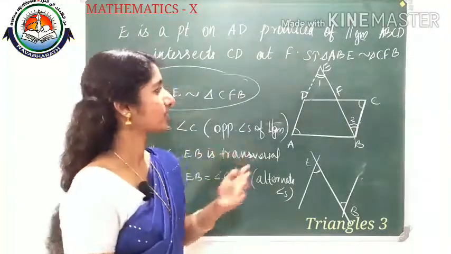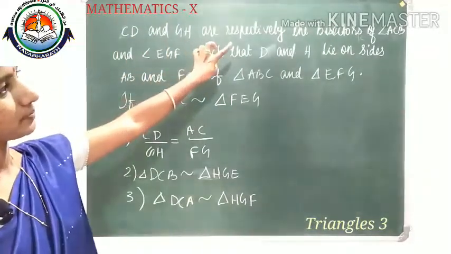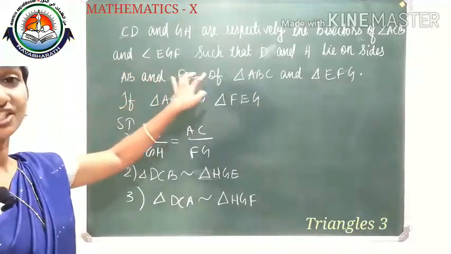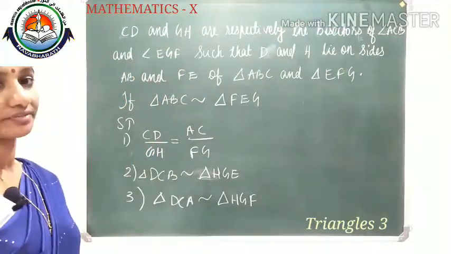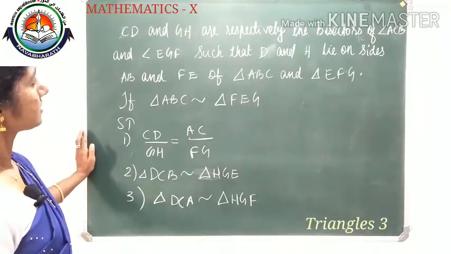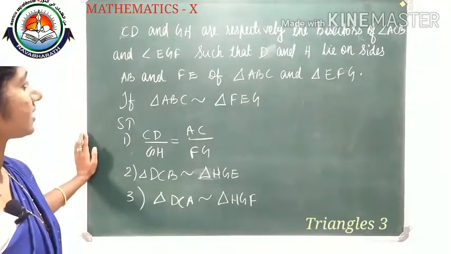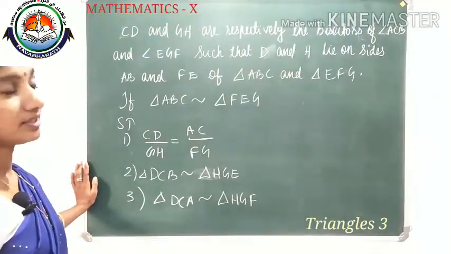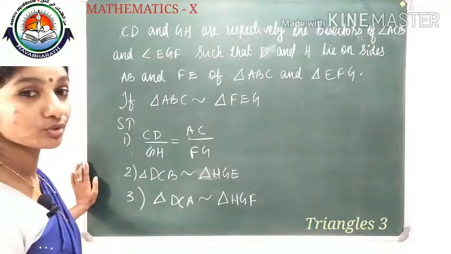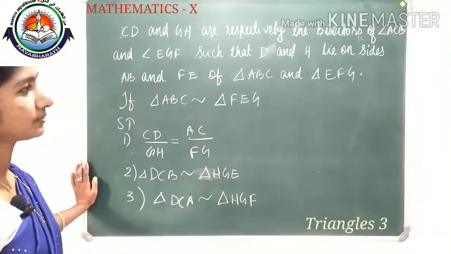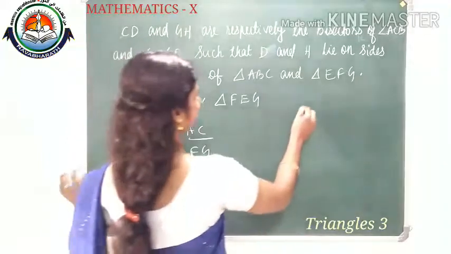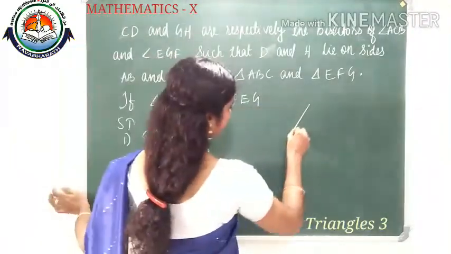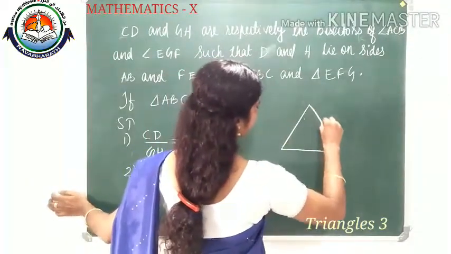Okay, so next problem. CD and GH are respectively the bisectors of angle ACB and angle EGF. Figures are not given, we need to draw the figure. And such that D and H lie on sides AB and FE of triangle ABC and triangle EFG. So we need to draw two triangles ABC and EGF. It is given ABC similar to FEG. We can draw two triangles.